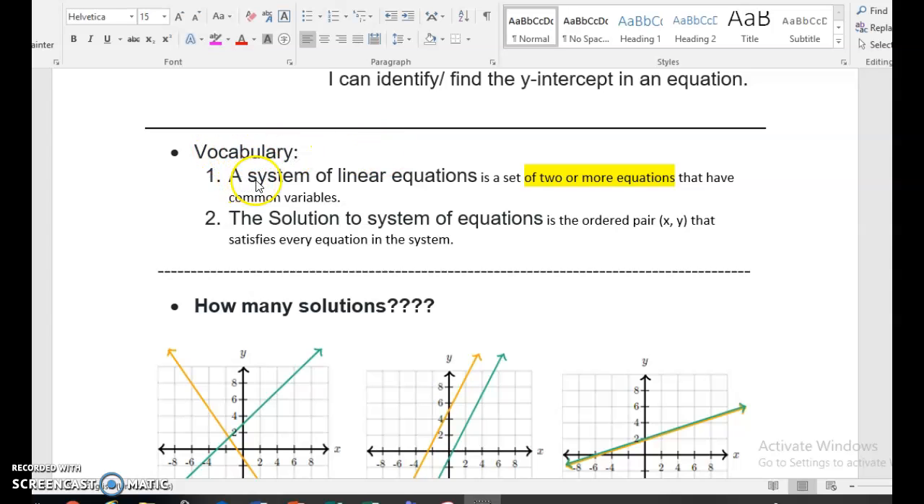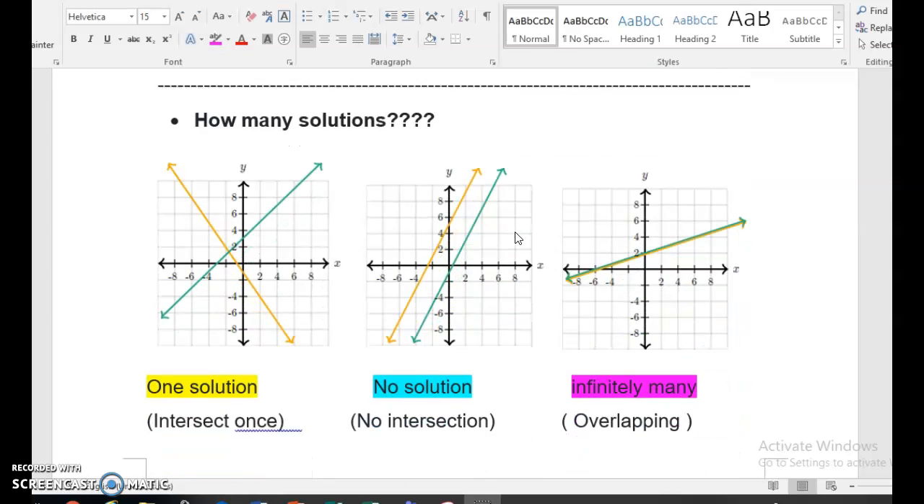Okay, next, vocabulary. What is a system of linear equations? If you have only one equation, that does not make it a system. It has to be two or more equations. All right, the solution to a system of equations. When we're talking about solution, it's the answer. There are actually three types of solutions. We're going to talk about that. All right, let's move on.